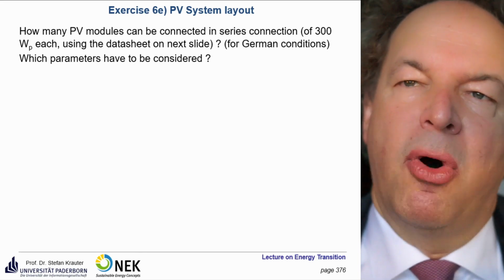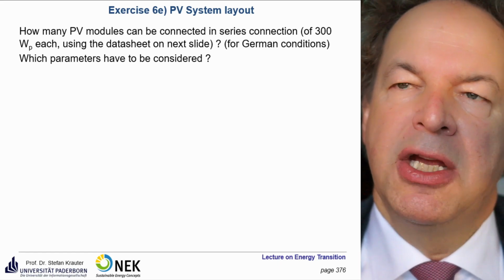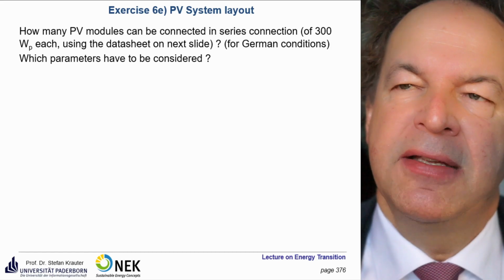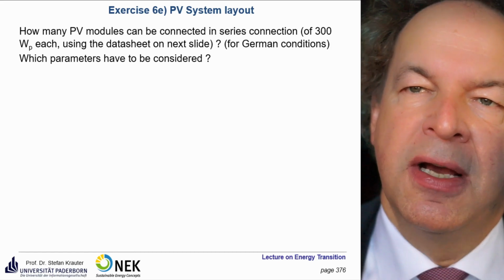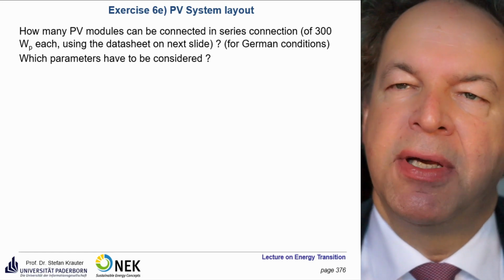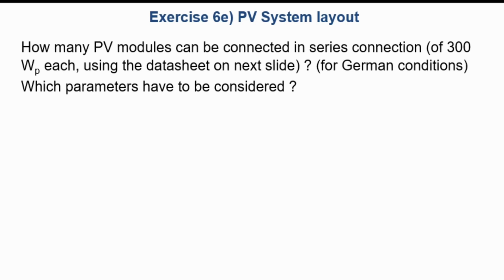How many PV modules can be connected in series? Each module has a power of 300 watts with an index P. That means under standard test conditions. And considering the data sheet, which will be given on the next slide, in the German conditions, which parameters have to be considered if you do such a calculation?